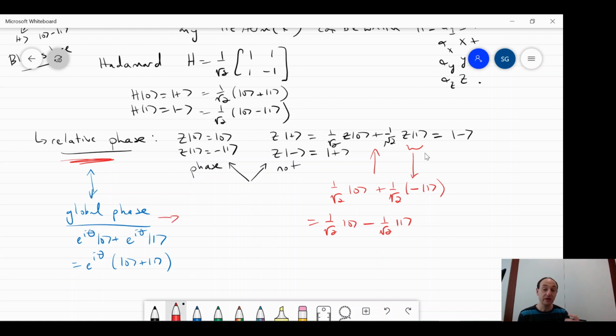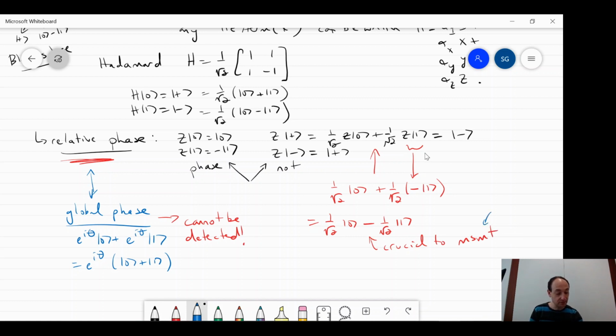And remember, the reason why we care about this is that a global phase cannot be detected in experiment. Again, we'll see that when you get to measurement. When we start taking the Born rule of things, the global phases will just fully disappear. They don't change measurement statistics at all. Relative phases are very important, crucial to measurement. Okay, so measurement in this course. Relative phases are very important.